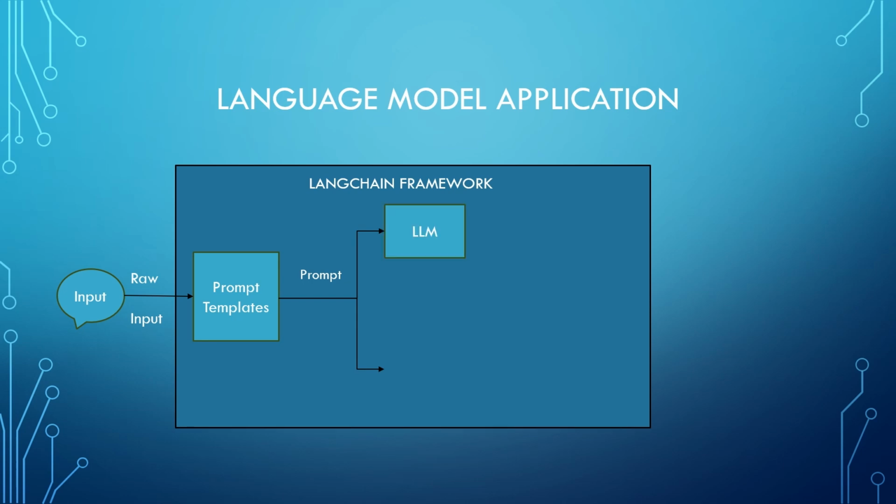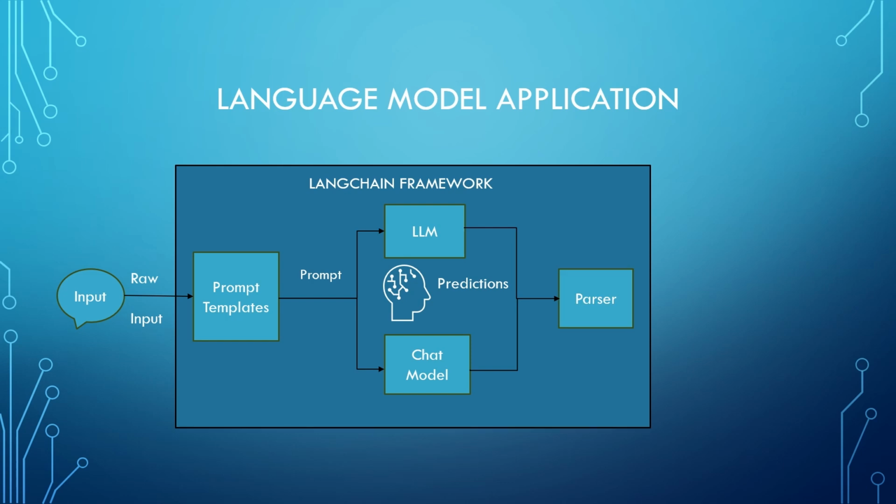Next, prompt is sent to the LLM or chat models. Based on needs, both models can do predictions, which are the initial responses generated by the language model. These predictions are then passed to the parser module. The parser module interprets and processes these predictions to make them suitable for the desired output format. And finally, we have the desired output, the end result generated by the LangChain framework after processing the initial raw input through all these components.